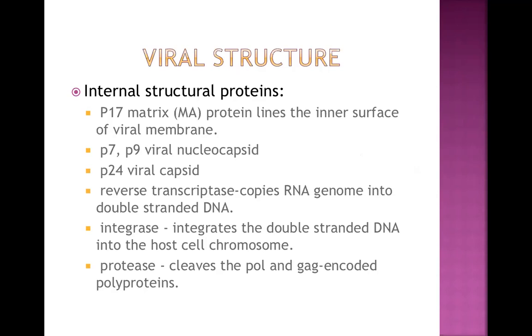Now, this is a bit of a repetition slide. Most of these things we have already done before. These are the different names of the proteins. Matrix protein, P17. P7 and P9, viral nucleocapsid protein. P24 is a viral capsid protein. And there are three enzymes: reverse transcriptase, integrase, and protease. What are the functions of these three enzymes? Reverse transcriptase copies the RNA genome into double-stranded DNA. That means it synthesizes DNA from RNA, and that DNA will be integrated into the host cell genome by the integrase enzyme. And protease, as the name itself suggests, will cleave or break down the bigger protein into smaller ones.